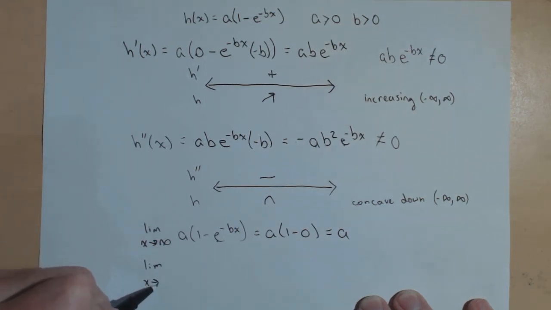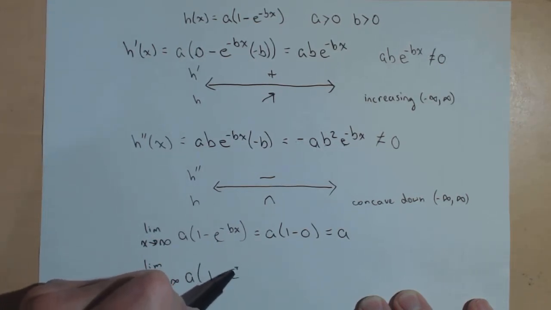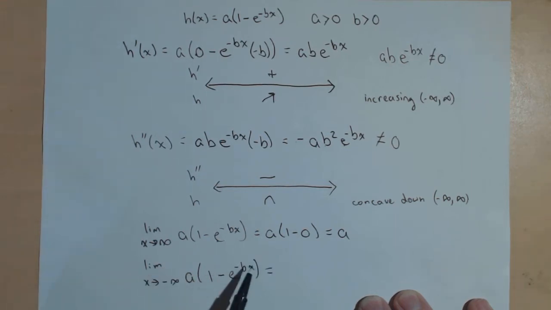Limit as x goes to negative infinity of a times 1 minus e to the minus bx. Well, now x is going to negative infinity. A negative times a negative is a positive. So this piece right here is actually going to go to positive infinity. But now we have 1 minus positive infinity, so overall this whole function is going to go towards negative infinity as x approaches negative infinity, regardless of what a is. So we're going to take a look at the graph in the next video and see what that looks like and what changes to a and b do.